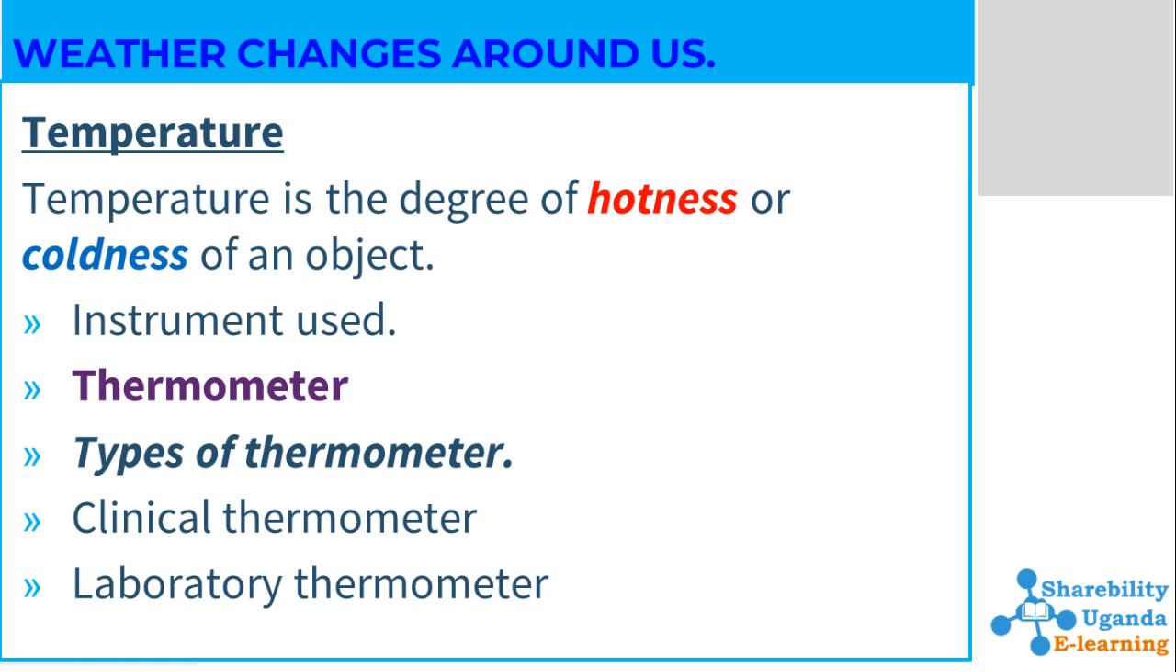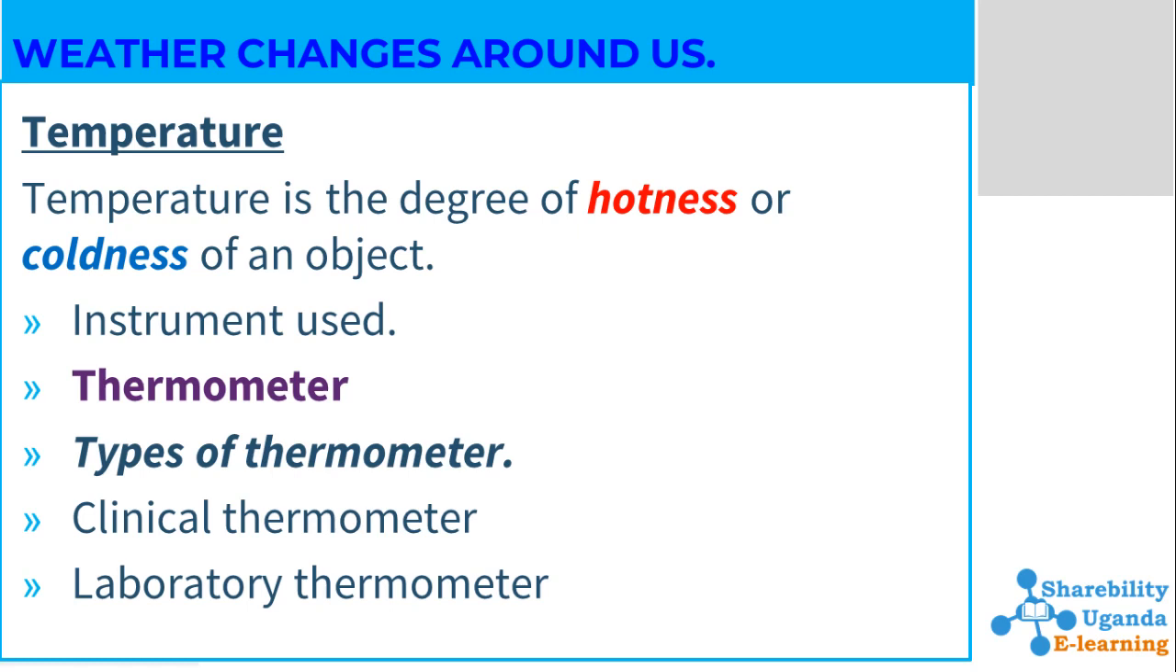Then we have temperature. Temperature is the degree or the level of hotness or coldness of an object or a human body. The instrument used to measure the temperature is called a thermometer. We mainly have two types of thermometers.